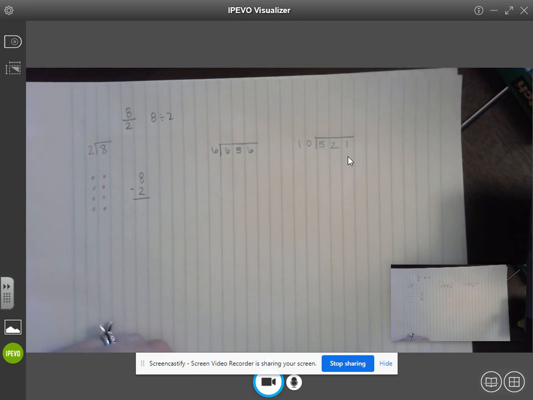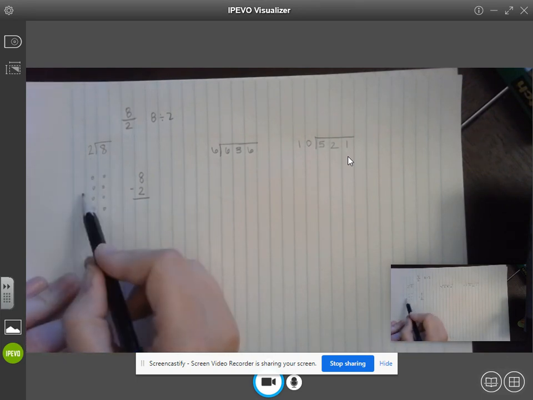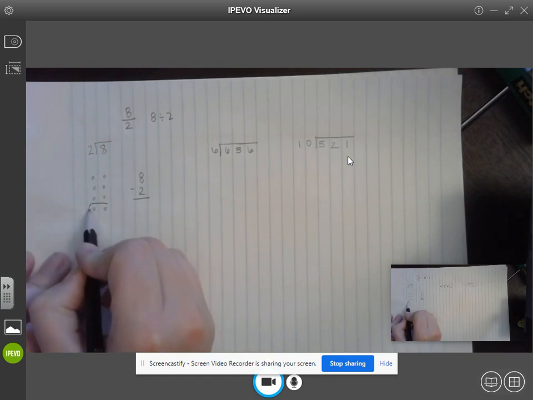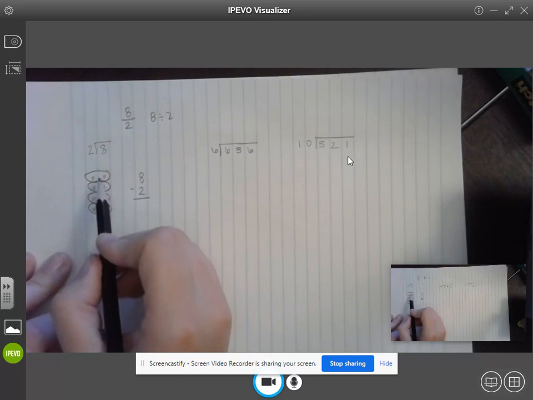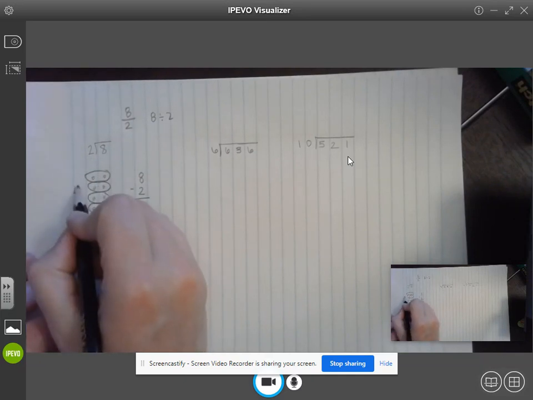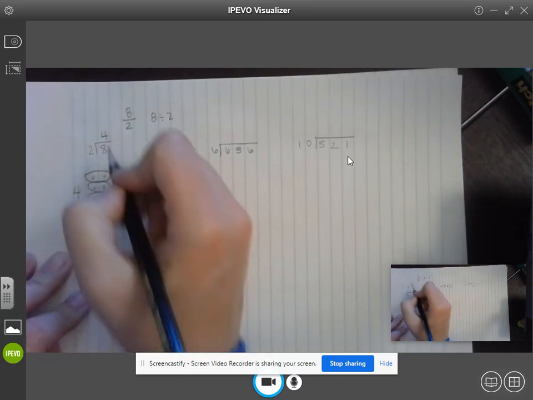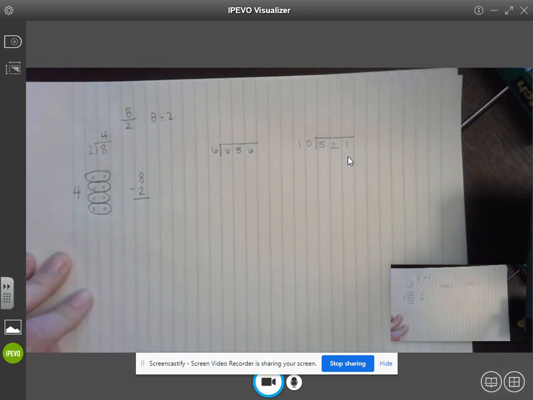And when we say 8 divided by 2, we're asking how many sets of 2 are there in 8? So we could do that visually with 8 objects and just grouping them into sets of 2. And we can see that there are 1, 2, 3, 4 sets of 2. So 8 divided by 2 is 4.